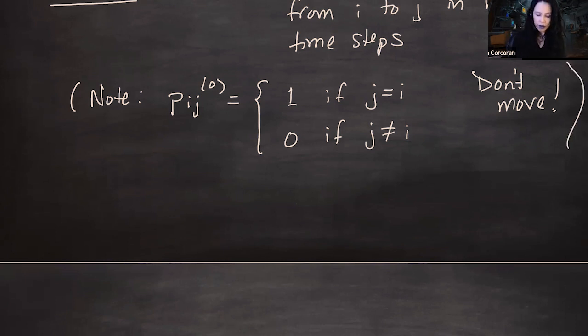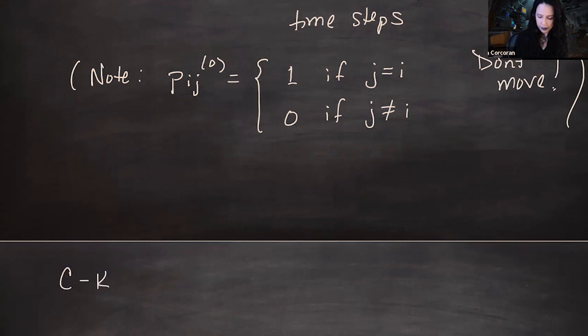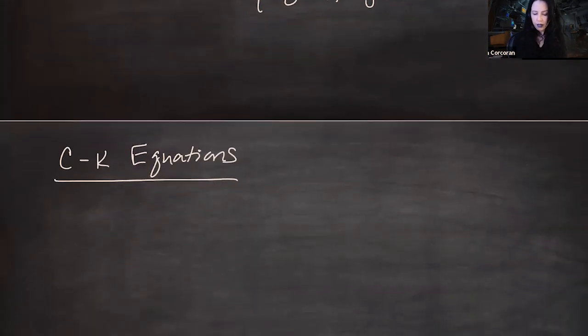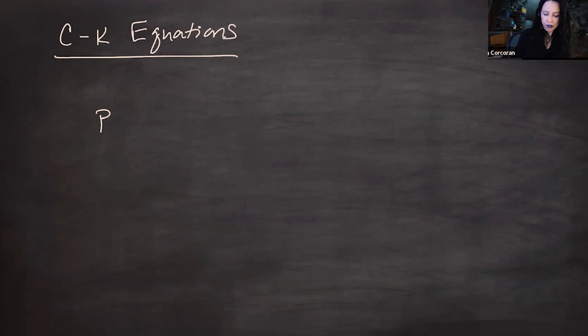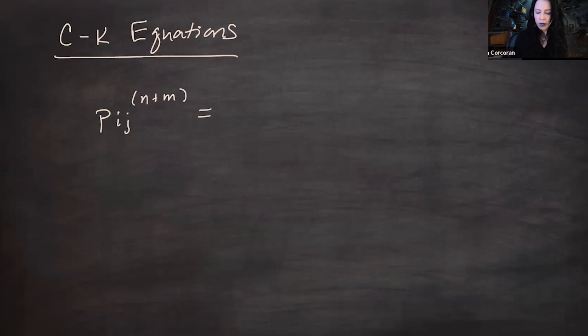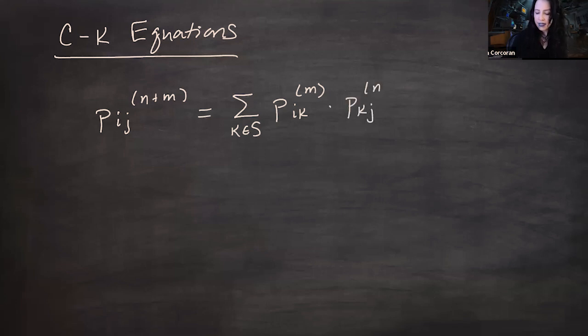Here are the Chapman-Kolmogorov equations. I'm going to write them in 2 ways. There's even more ways you can write them. So the probability of going from i to j in n plus m time steps can be written as the sum over all k in the state space of the probability we go from i to k in m steps, and then we go from k to j in the next n steps. We're going to prove this by conditioning on where we are after m steps, and then summing over all the possibilities.